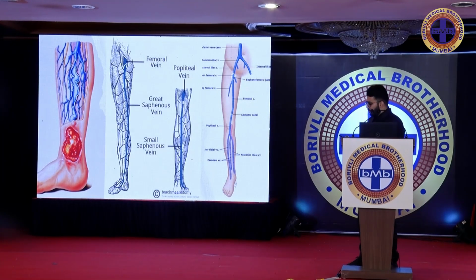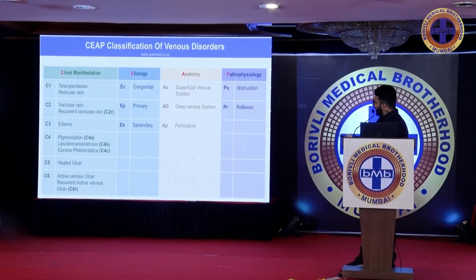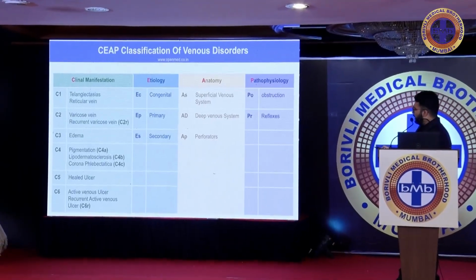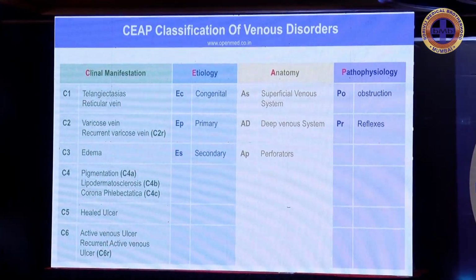So with that background, I would like to highlight something very important that some of us may not be familiar with, the CEAP classification for venous disorders. So the C stands for clinical manifestation. That's the most important column here. The etiology is the E, anatomical classification, and the pathophysiology of it.